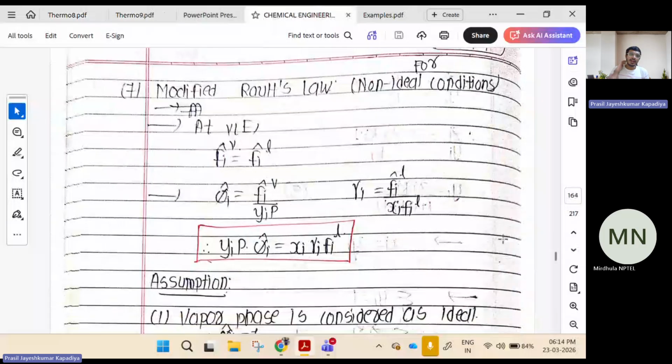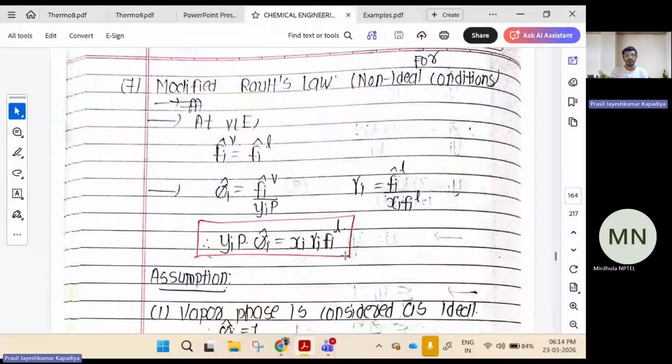Let's first go through the basics for the derivation of Raoult's law. We know that the fugacity of component I in the vapor phase is equal to the fugacity of component I in the liquid phase. So phi I cap was equal to Fi V divided by Yi into P, and gamma I was Fi cap L divided by Xi into Fi L. So we find Yi into P into phi I cap is equal to Xi into gamma I into Fi, the fugacity of component I in the liquid phase.